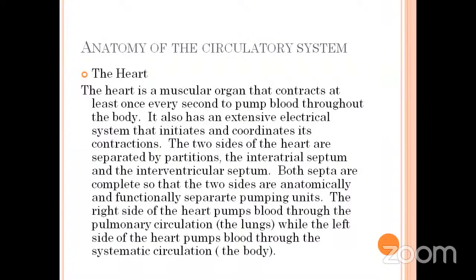The two sides of the heart are separated by partitions, the interatrial septum and the interventricular septum. Both septa are complete, so the two sides are anatomically and functionally separated pumping units. The right side of the heart pumps blood through the pulmonary circulation, which is the lungs, while the left side of the heart pumps blood through the systemic circulation, the body.